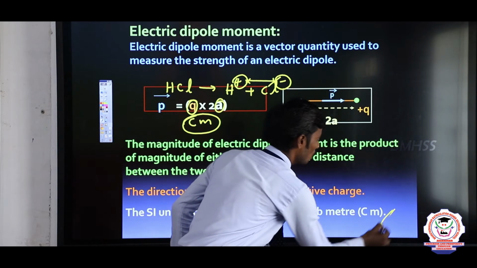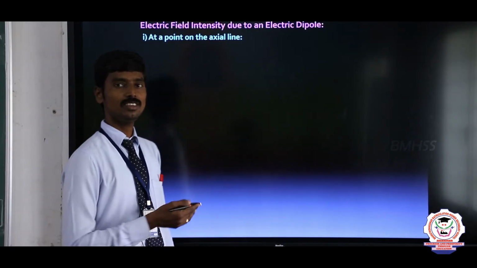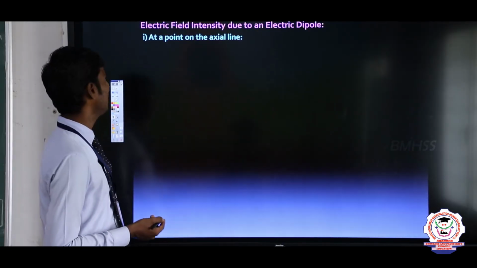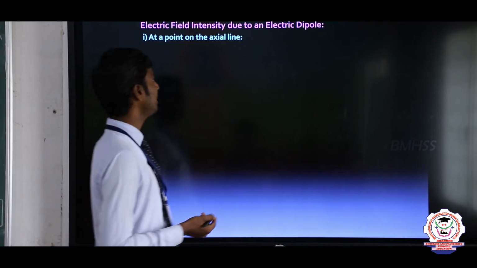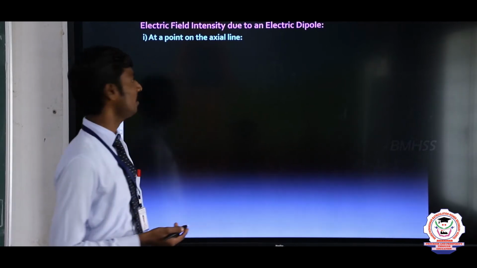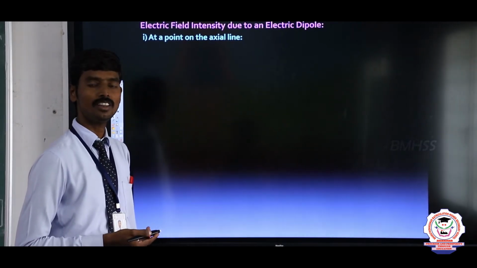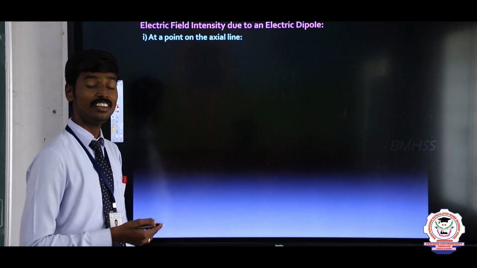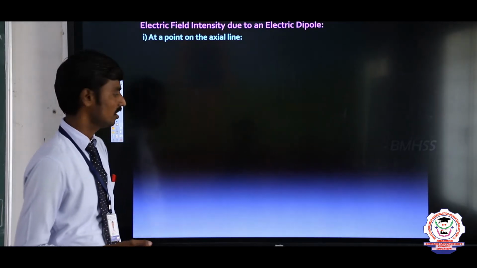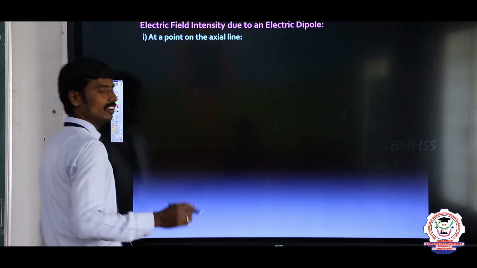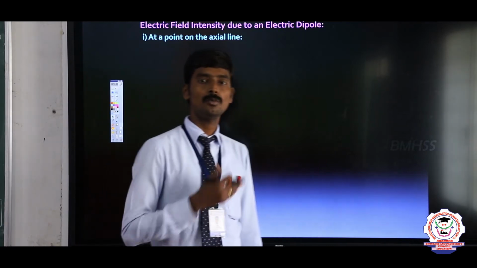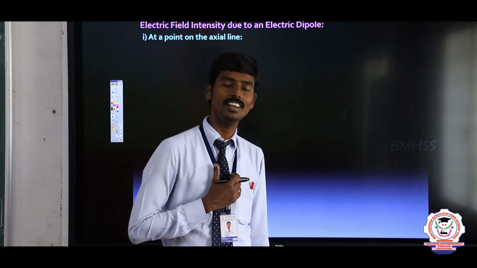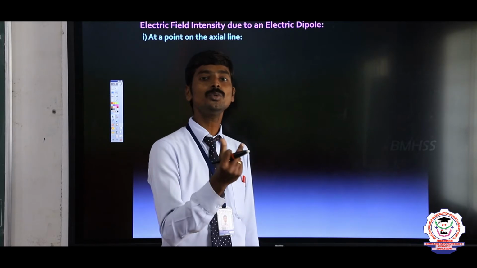Here the answer is coulomb meter. The next heading is electric field intensity due to an electric dipole at a point on the axial line. This is a very important five mark question, and a very interesting derivation part. See, my dear students, I am going to determine the value of the electric field due to an electric dipole.